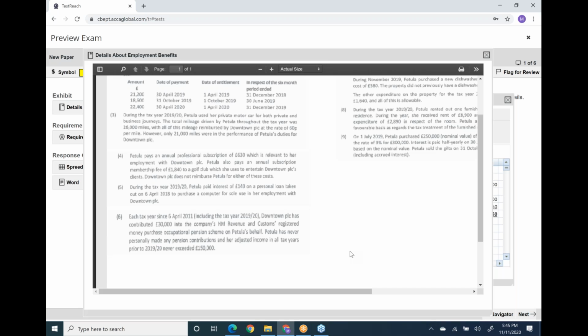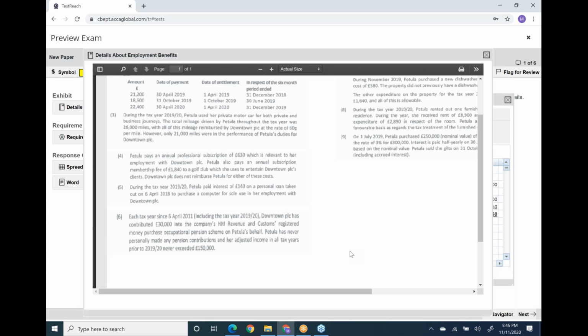Each tax year since 6th April 2011, including the tax year 1920, that means our own fiscal year. See, each tax year since 6th April 2011, last nine years almost, including our current year. Downtown PLC means employer. Downtown PLC has contributed 30,000 in the company's HM Revenue and Customs registered money purchase occupational pension scheme on Petula's behalf.